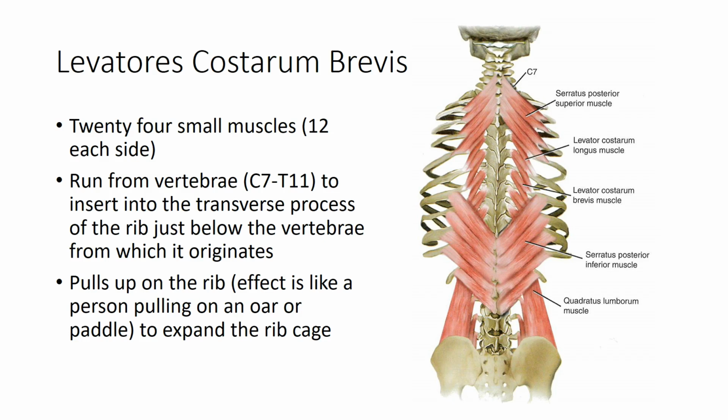The levatores costarum, brevis, and also longus, which are on the next slide, are muscles that are similar to the intercostals. They connect from the vertebrae of the spinal column to the rib just below that vertebra, and that also pulls upward on the rib, given the joint between the rib and the vertebra. It's a little bit like rowing an oar on a boat, so pulling on that rib near the angle is going to help expand the rib cage.